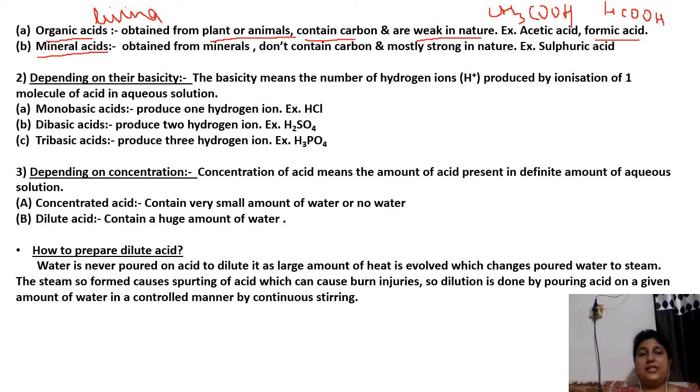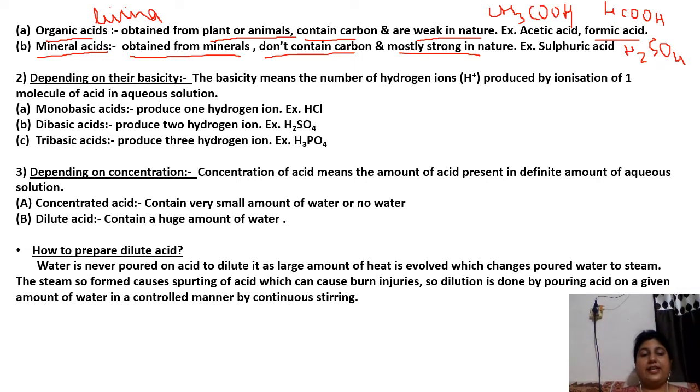While mineral acids are the acids which are obtained from minerals, means ऐसे substances जो earth crust के नीचे present होते हैं. So from those minerals we get mineral acids. They do not contain carbon and most of the mineral acids are strong in nature, such as sulfuric acid H2SO4, hydrochloric acid HCl, nitric acid HNO3, etc.